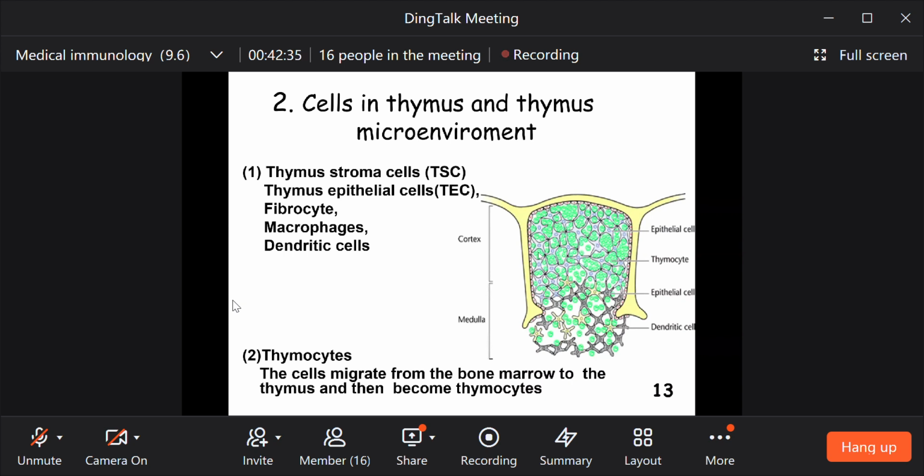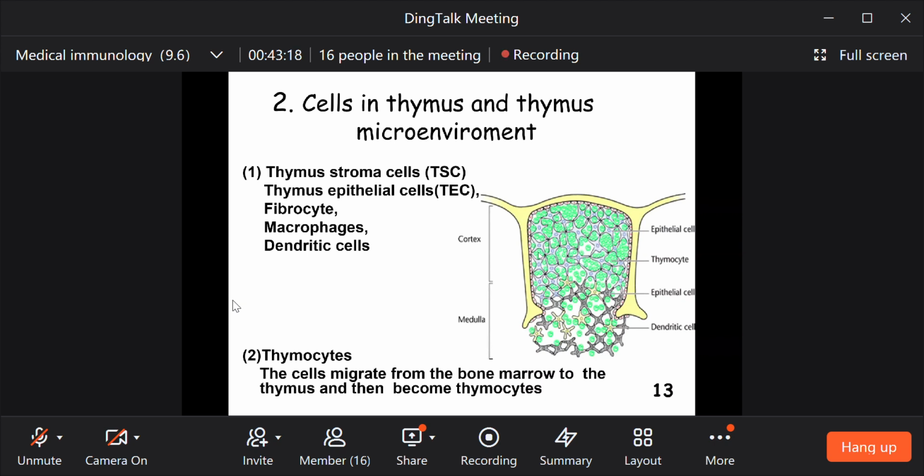For whom? For the thymocytes. Because the thymocytes arriving there are immature. In other words, the four kinds of cells of the TSC provide a microenvironment for the thymocytes to grow and differentiate.